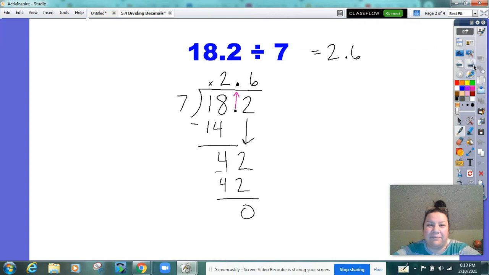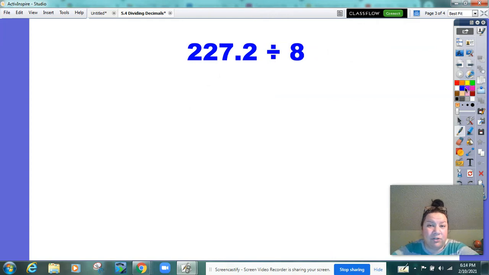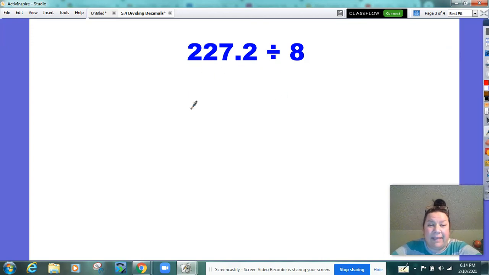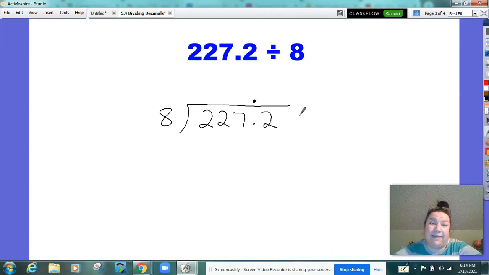Let's try another one. If you want to pause the video and try this before you see me do it, go ahead. So I'm going to do 227.2 divided by 8. So I have 227 and 2/10, and I'm dividing that by 8. Again, my decimal is going to go straight up into my quotient. So I'll make sure that I keep all my place values lined up. That's the other most important part of this, is lining up your place values.